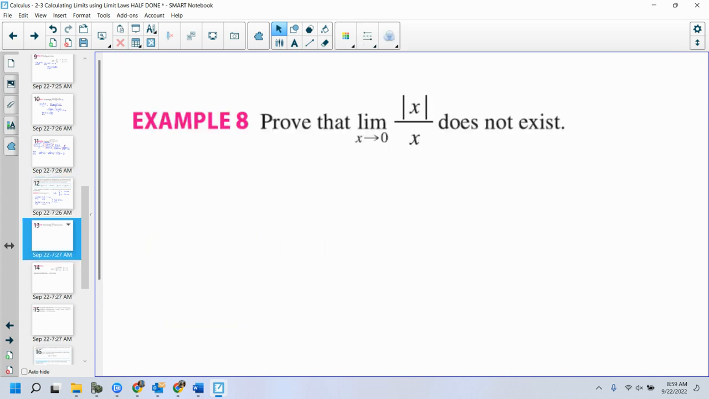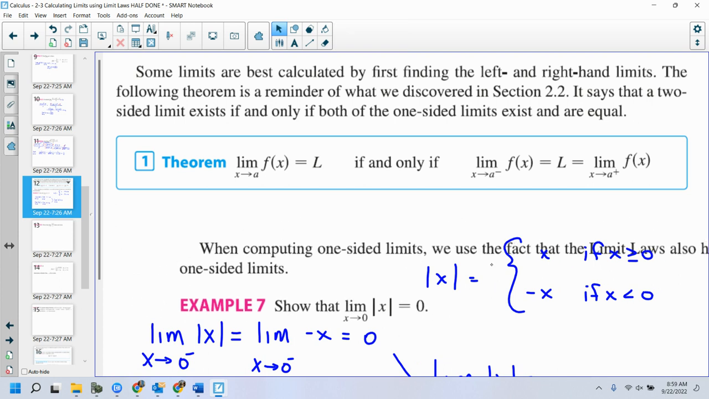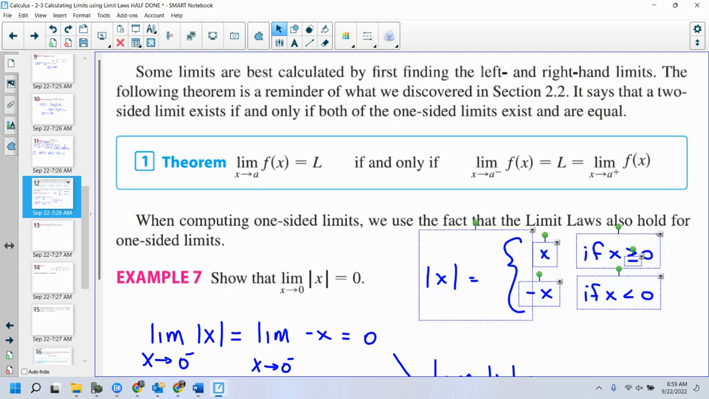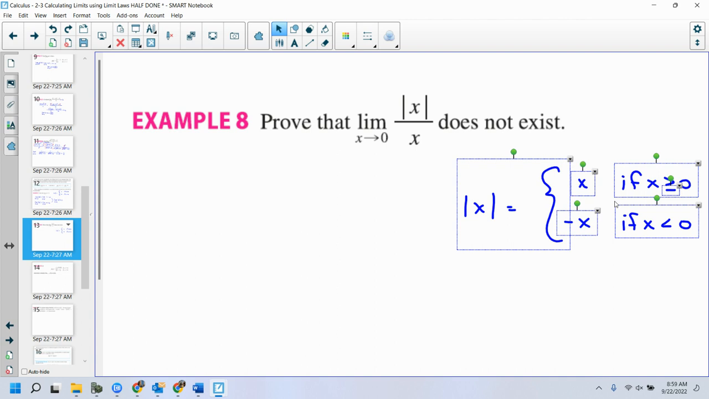Okay, let's do another one. Prove that this limit does not exist. Okay, now for this one, I'm going to copy and paste this same piecewise. Whoa, no, don't do that. Okay. I'm going to copy, paste. Nope. Paste, right click, paste. Okay.